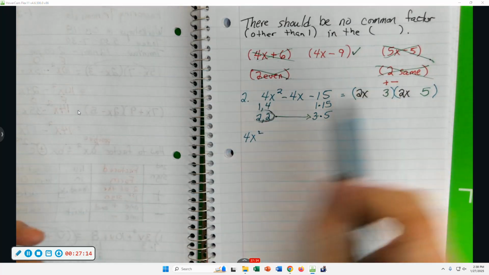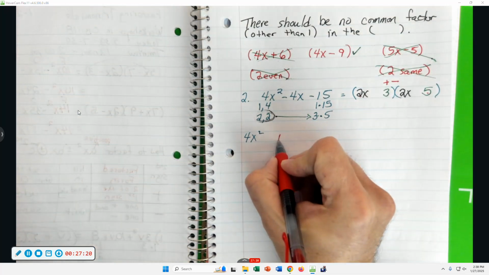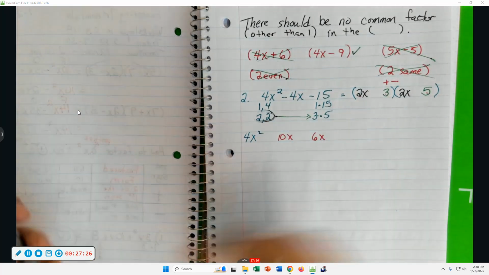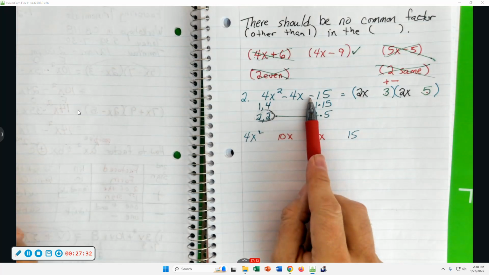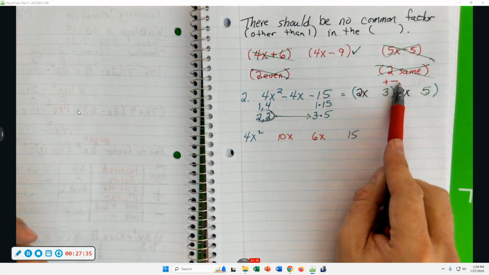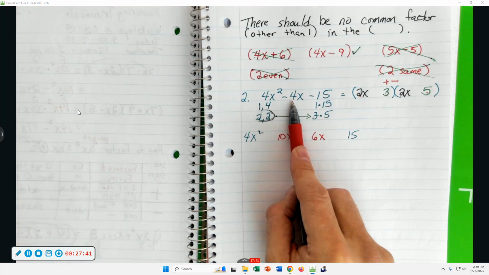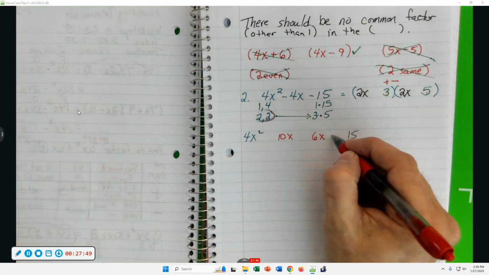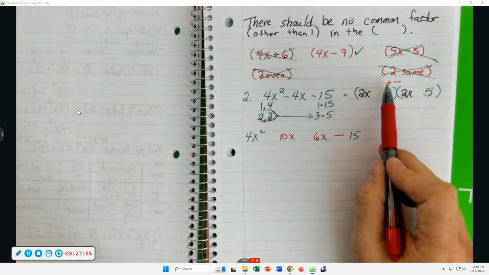But okay, 4x squared. Now the outer, I have a 10x and a 6x. And the last term's 3 times 5, 15. Well, we need it to be a minus 15. So we've got to have a positive and a negative. Can I subtract 10 and 6 to get that middle term? Yes. So I found the right one. I just got to arrange the plus and minus the correct way. In order to get a negative 15, there should be a plus and a minus. How should I arrange this plus and minus?